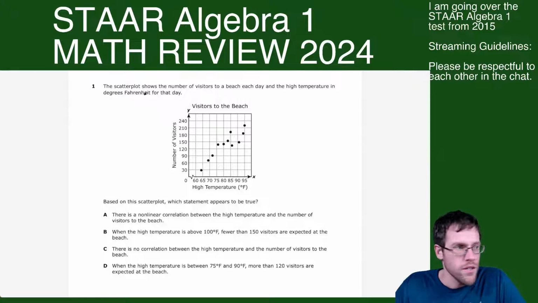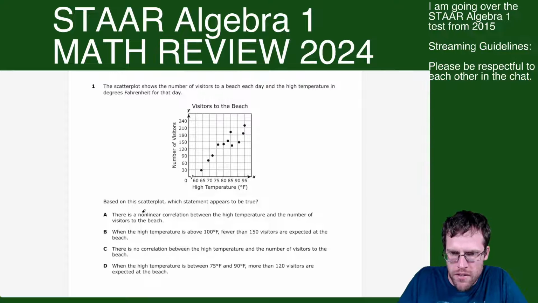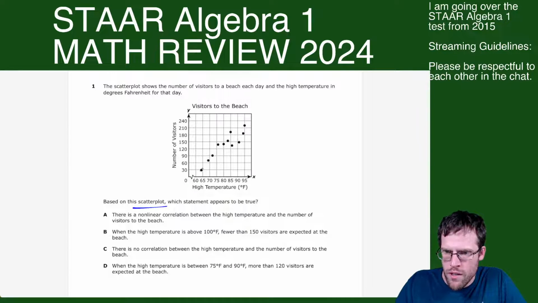Okay, so first up here, we have the scatter plot shows the number of visitors to a beach each day and the high temperature in degrees Fahrenheit for that day. Based on this scatter plot, which statement appears to be true? For this one, I would say your best bet is to try to draw in the line of best fit. If you have a ruler or even a student ID, you could use this and just do your best to draw a line that goes through all of the points here.